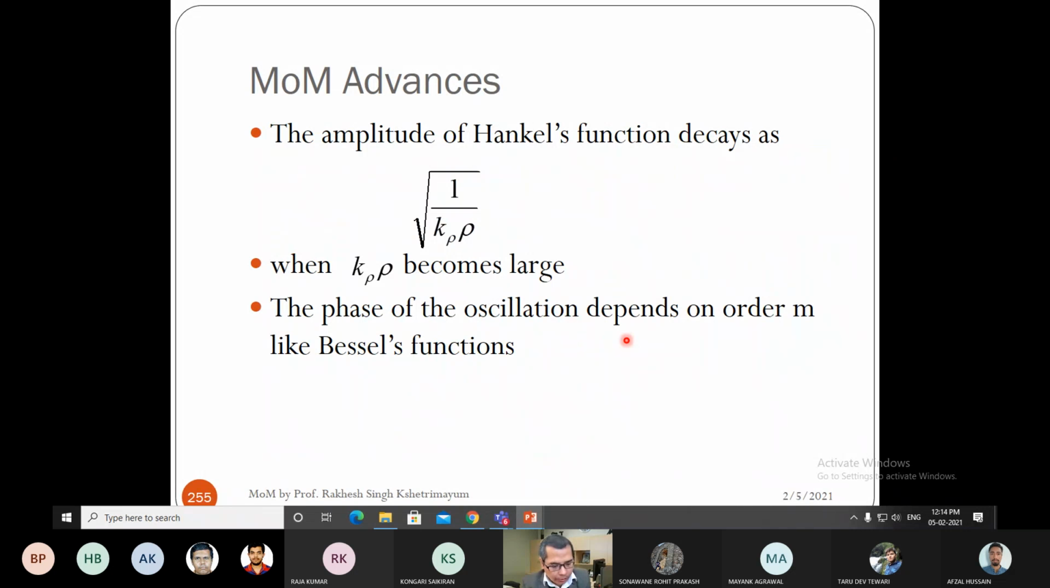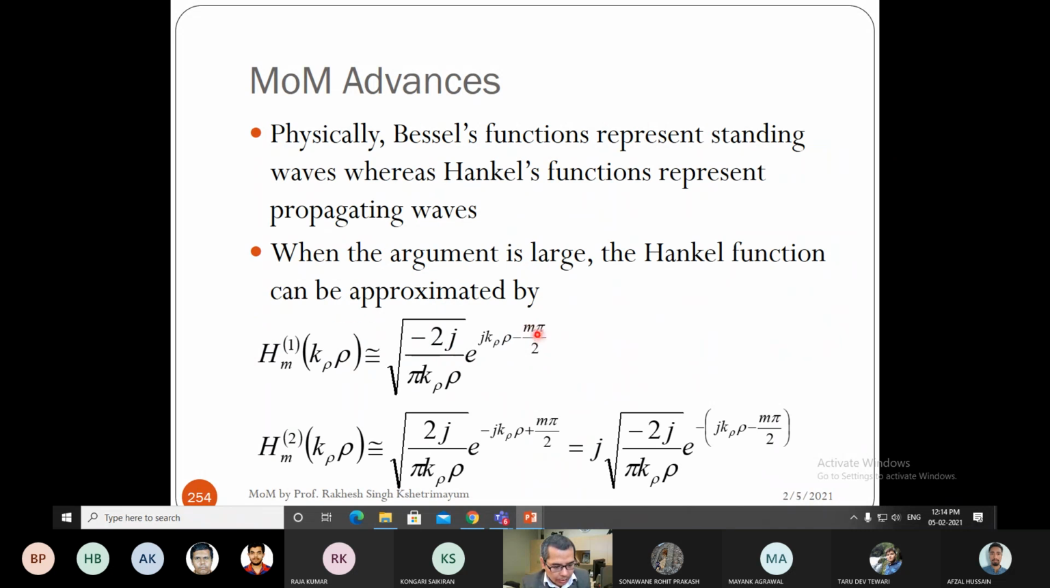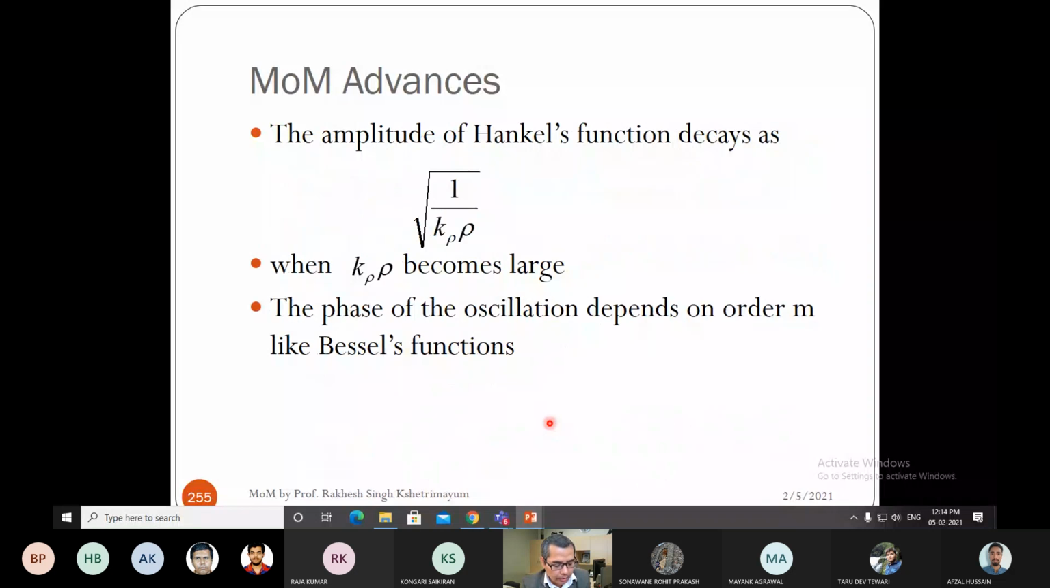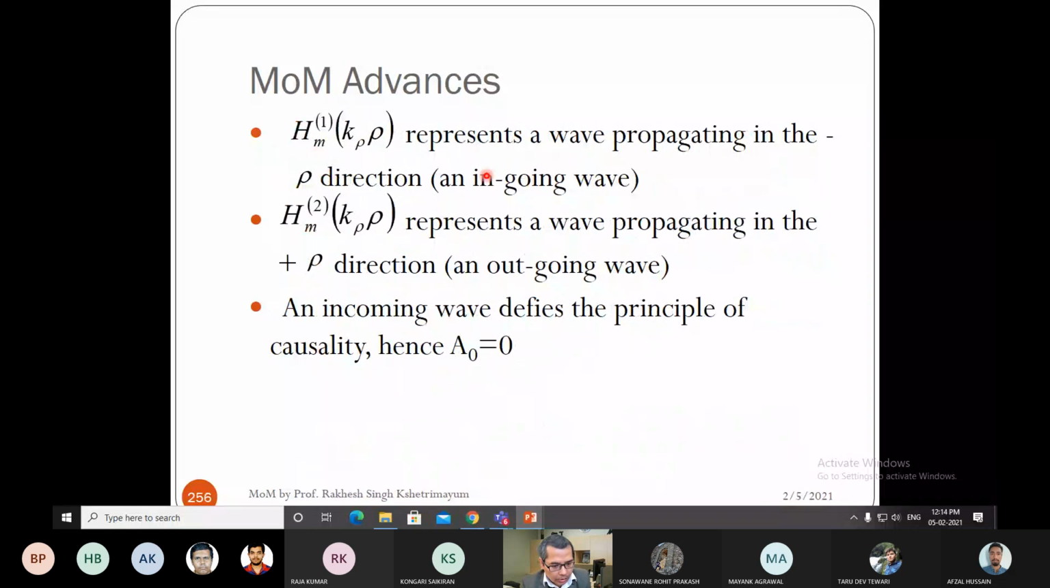The phase of the oscillation depends on m. So you have a term exponential minus m pi by 2 and exponential plus m pi by 2. The phase of oscillation depends on this m. Different values of m will have different phases of oscillation. So we know that H(m)1 is a wave propagating in the negative rho direction and H(m)2 is a wave propagating in the positive rho direction.